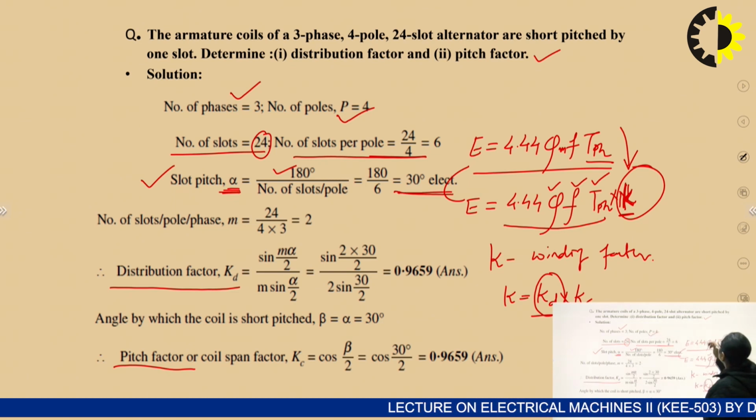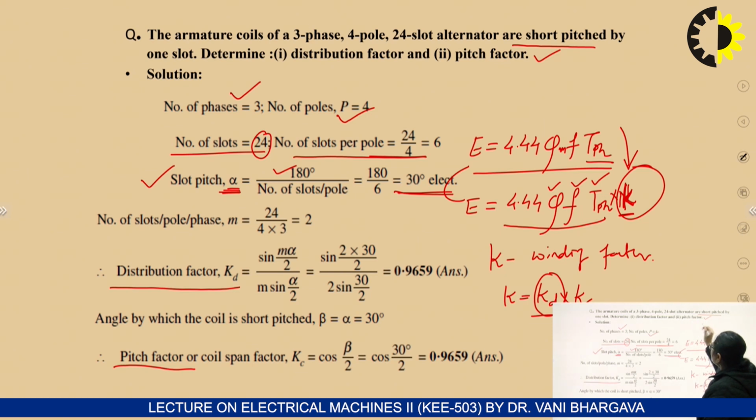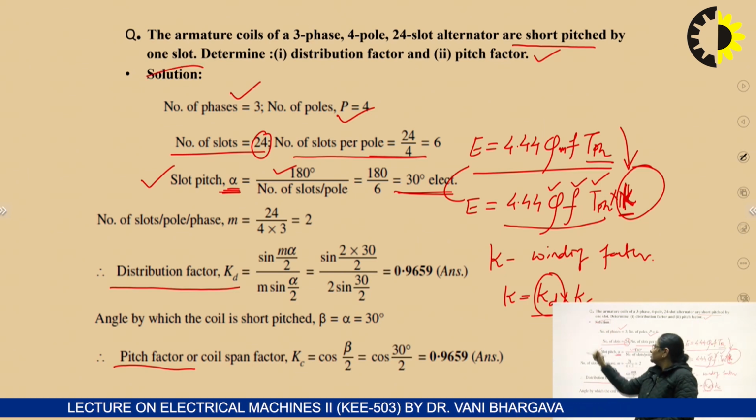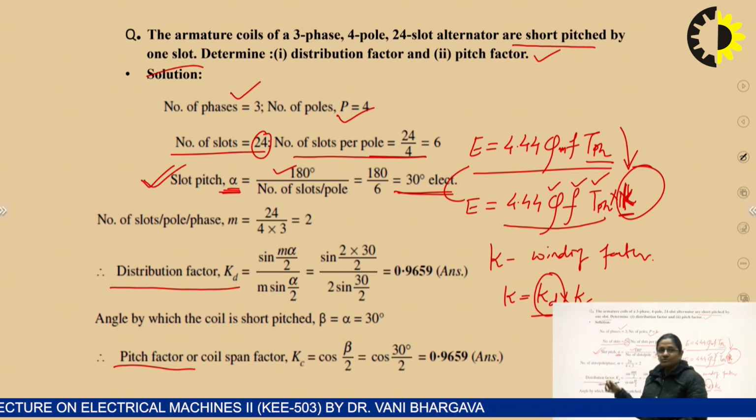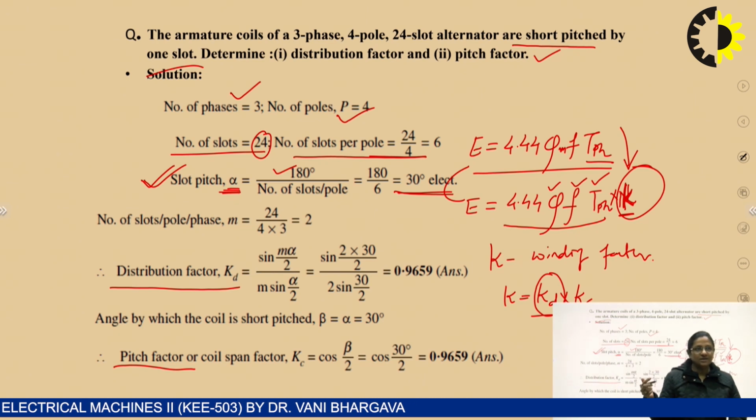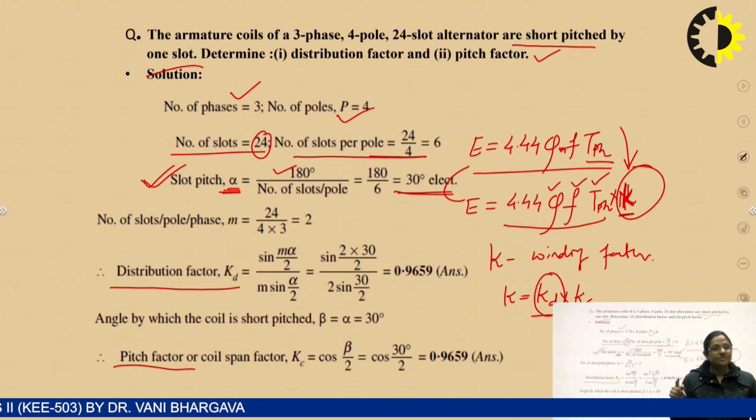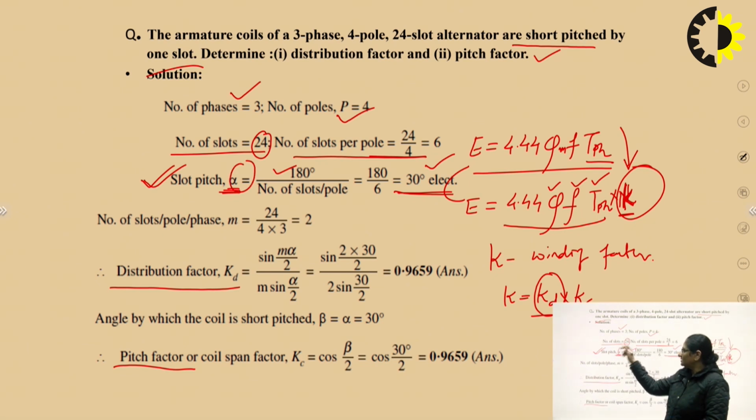Now, pay attention in the language of the question. The coils are short pitched by one slot. So, the angle of short pitching of the coil is equal to 1 slot angle, right? So, angle of short pitching of coil is also equal to 30 degree. Otherwise, alpha is actually the slot angle, right? The electrical angle between two slots.